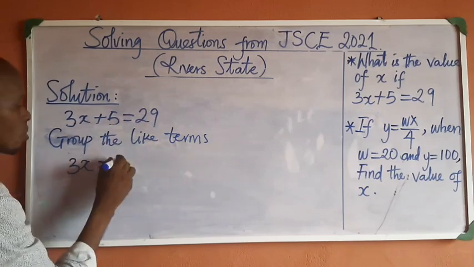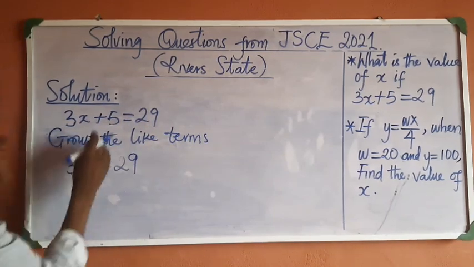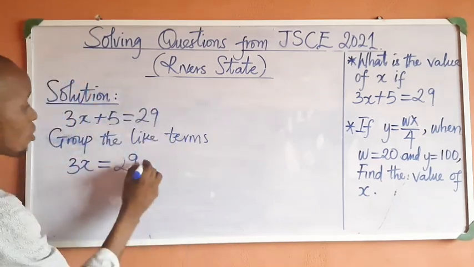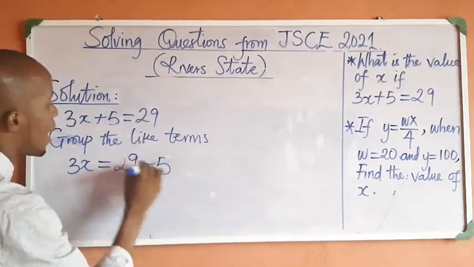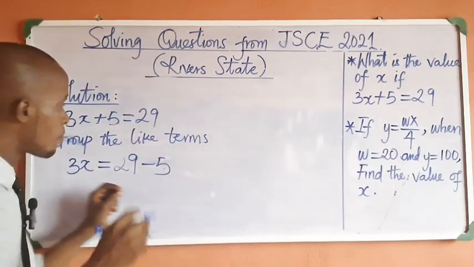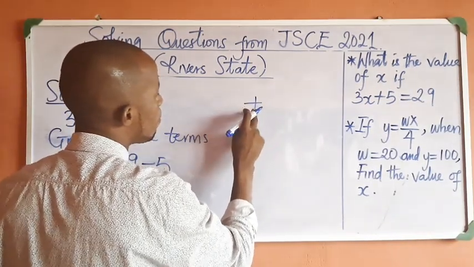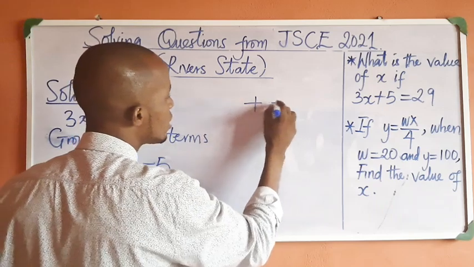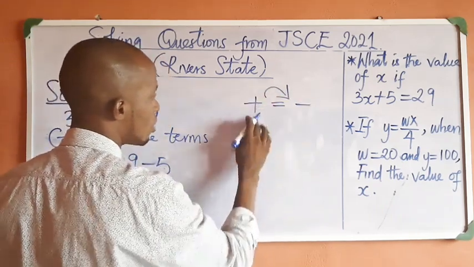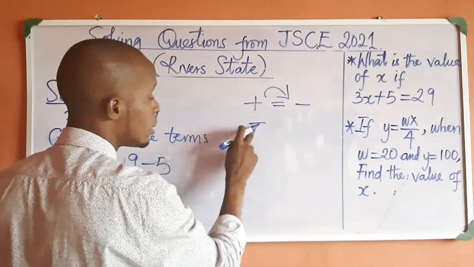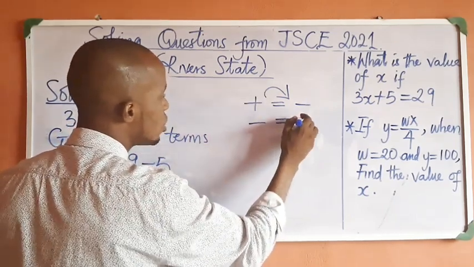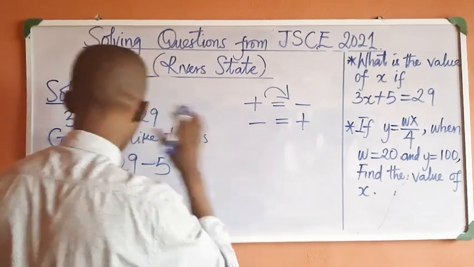So 29 is already on this side. We write it down. It is this 5 that we are moving down. So moving 5 down to this side will give us minus 5 instead of plus 5. It is a rule in equation. If a number with plus, addition, is changing to the other side of the equation, it will automatically change to subtraction, and vice versa. If the subtraction sign is going to the other side of the equation, it changes to addition, and so on.